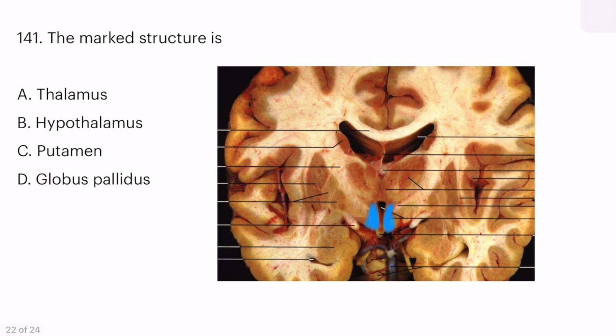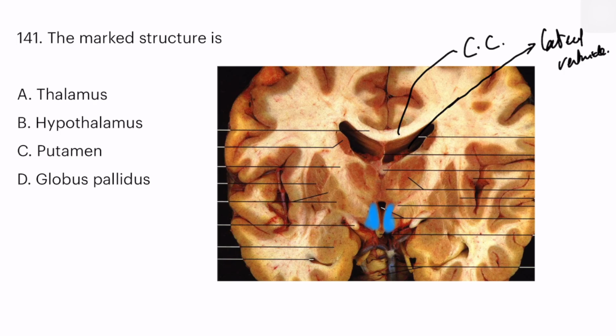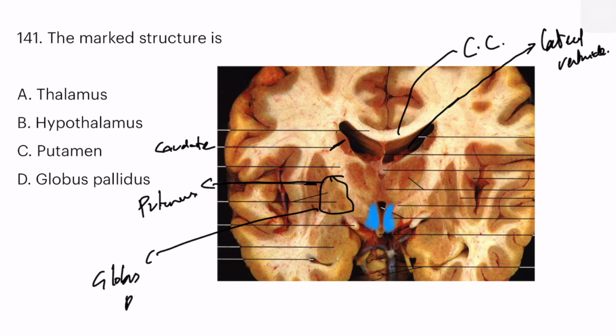Okay, this is again a cadaveric image. So what are these structures? Can you see? This one is the corpus callosum. These are the lateral ventricles. And what is this? This one is the caudate. What is this one? This one, putamen. And this one is the globus pallidus, basal ganglia. What is this one? This one is the thalamus.